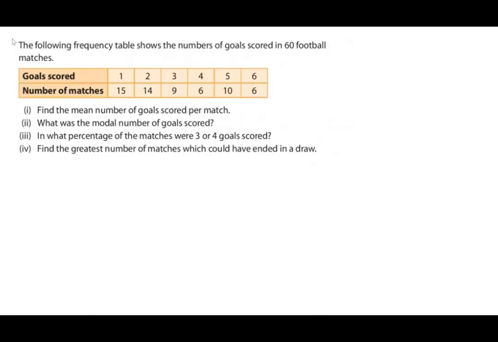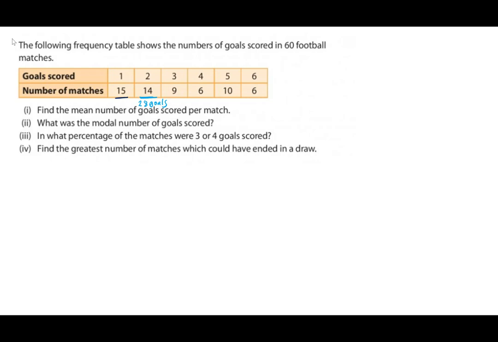Okay, so you've seen frequency tables before. So this time we have goals scored: 1 goal, 2 goals, 3 goals, 4 goals, 5 goals, 6 goals. Now, in 15 matches, there was only 1 goal scored. So technically that equates to 15 goals. In 14 matches, there were 2 goals scored. So technically, that is 28 goals.